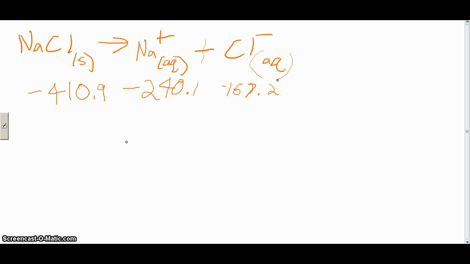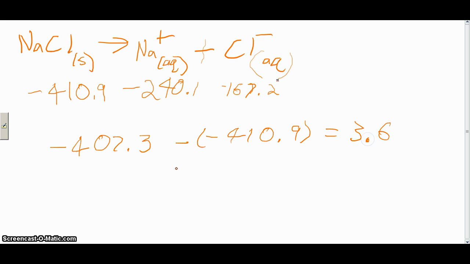Now, for all of these reactions, how to figure out the enthalpy will be products minus reactants. The only time that it isn't is if you are using bond energies. So we add up the total products, which is negative 407.3, and subtract the negative 410.9 to give us 3.6, which is in kilojoules per mole.